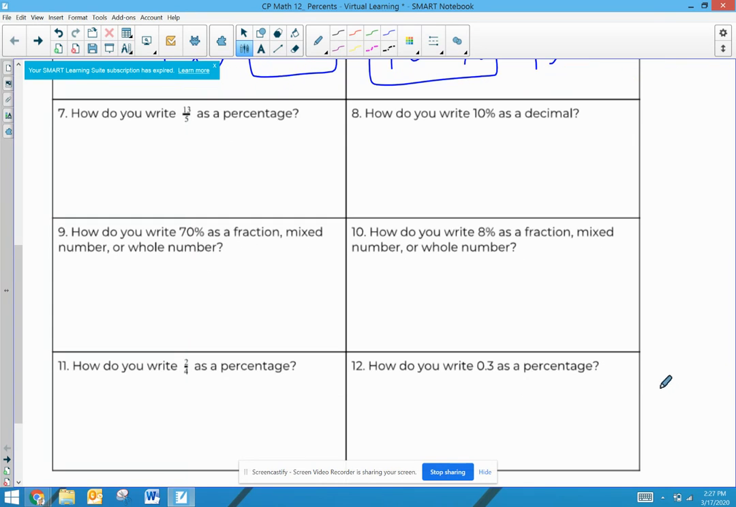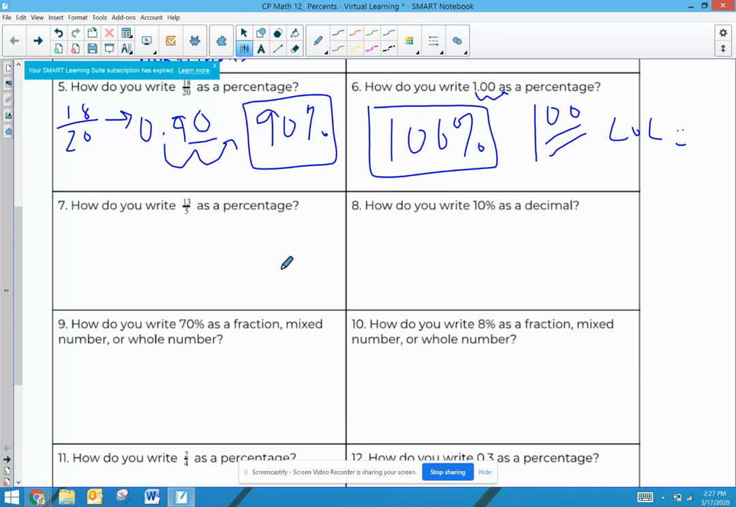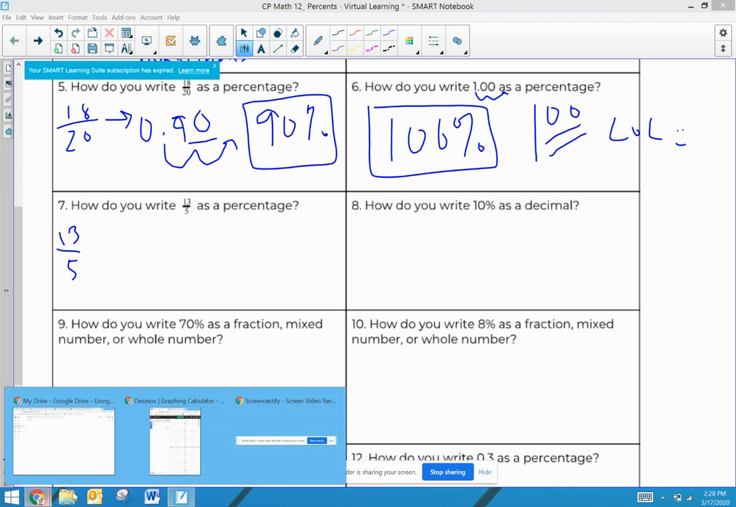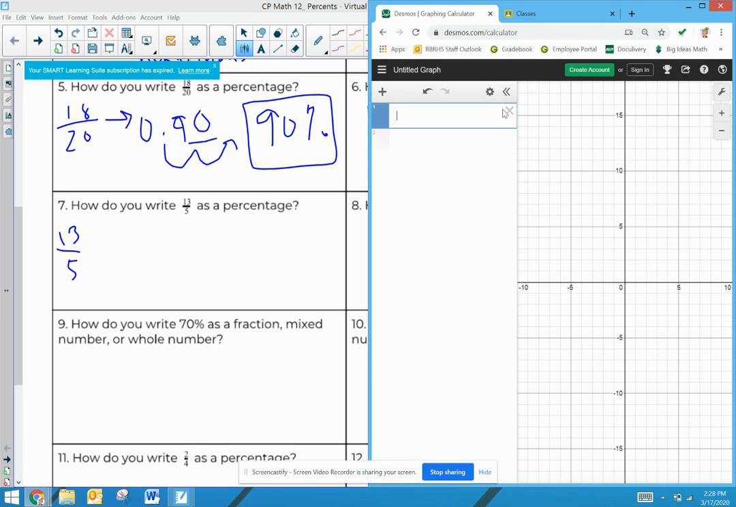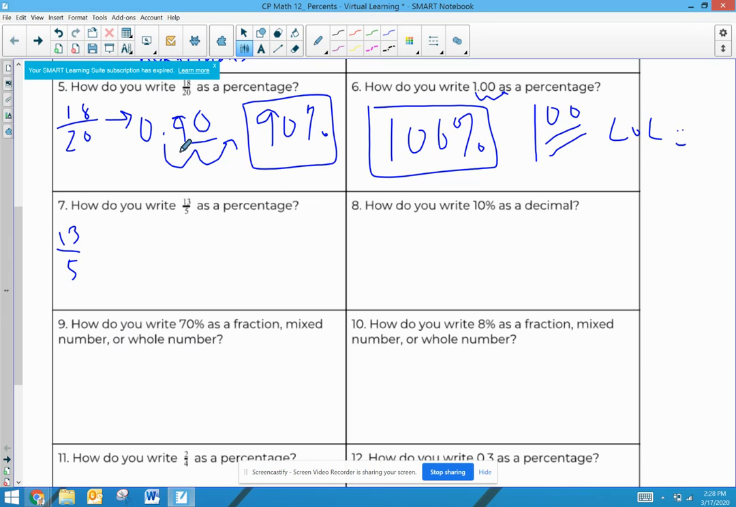All right, number 7. How do you write 13/5 as a percentage? That's weird. That's more than 1. Okay, we'll just do the same thing as before. So we'll do 13 divided by 5 in our little handy dandy calculator. 13 divided by 5, that's 2.6. Okay, 2.6.